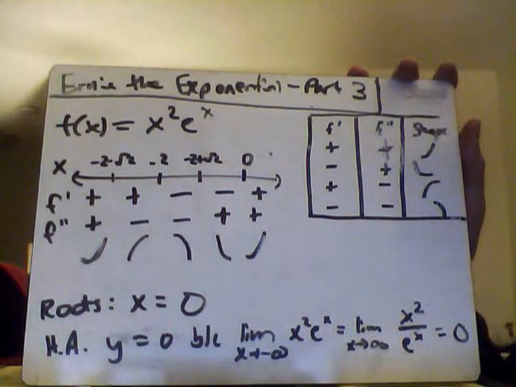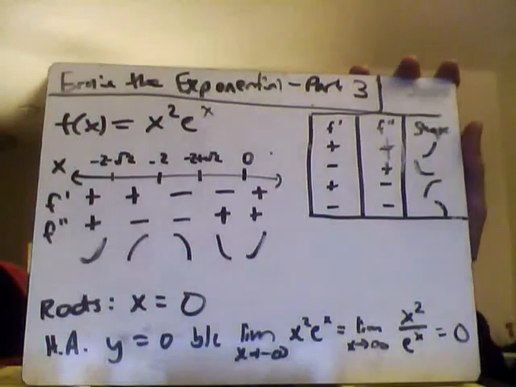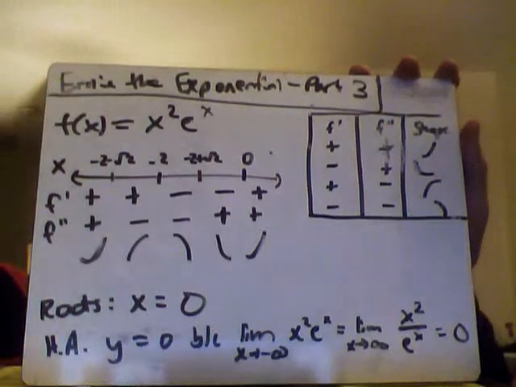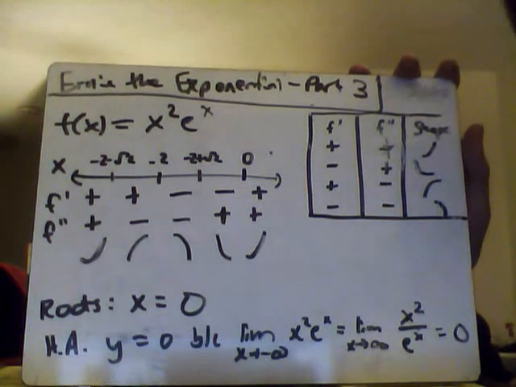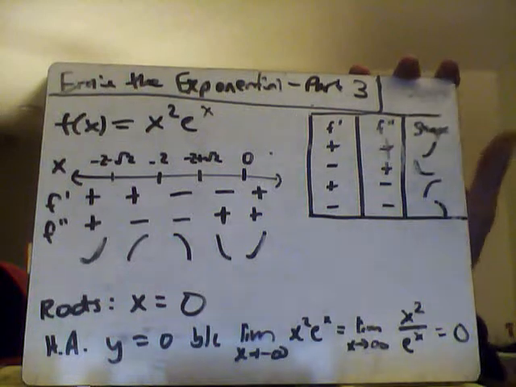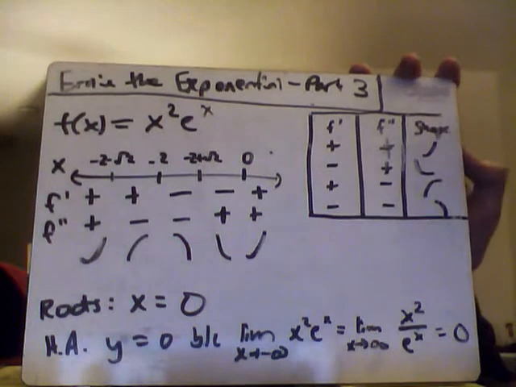Let's take a look at Ernie the Exponential, Part 3. f of x is equal to x squared times e to the x. Now this looks like a pretty complicated function, and it was. It took the product rule for us to figure out what the first and second derivatives were. There was some pretty unique factoring that was going on that involved the quadratic formula.